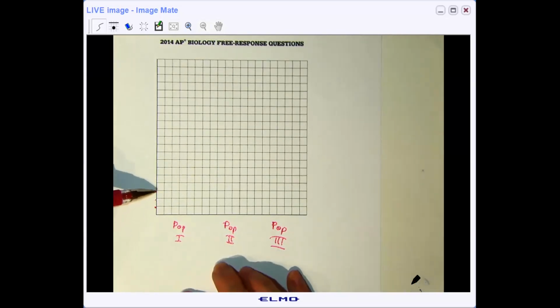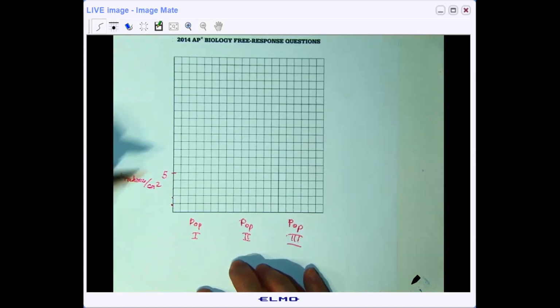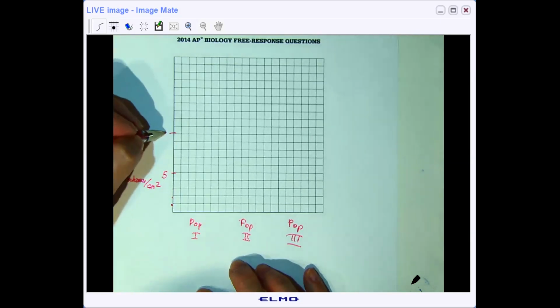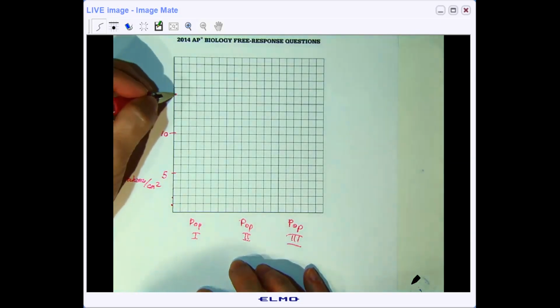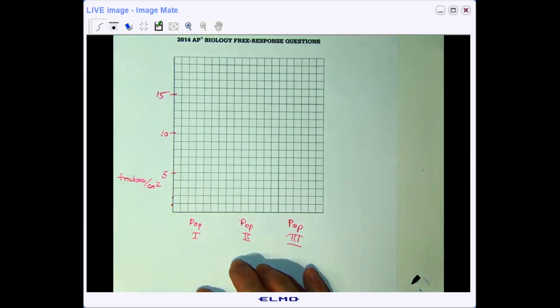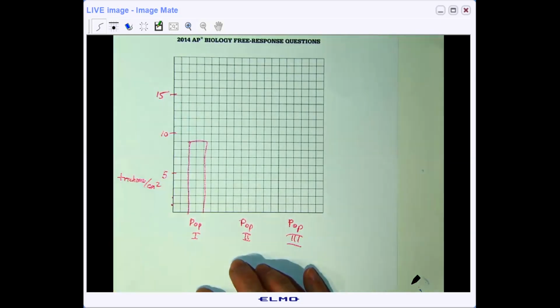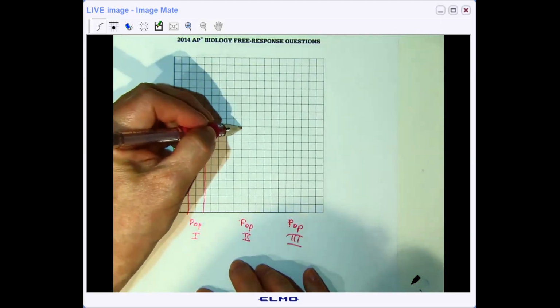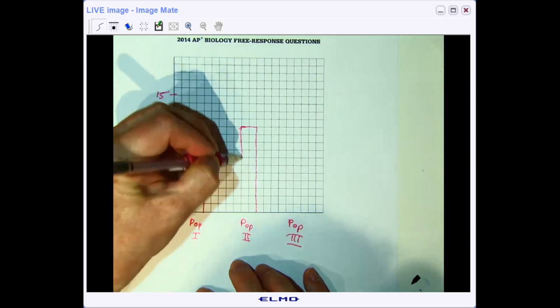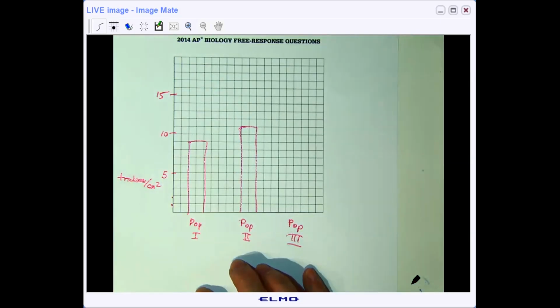So let's scale this 1, 2, 3, 4. This would be 5. And I think it was trichomes per centimeter squared were the units on there. Okay, 1, 2, 3, 4. Here's 10. 1, 2, 3, 4, 5. And here is 15. So for population number 1, the mean was 9. So that would look like that. For population number 2, the mean was 11. So that would be right here, for example. And for population 3, the mean was 14.